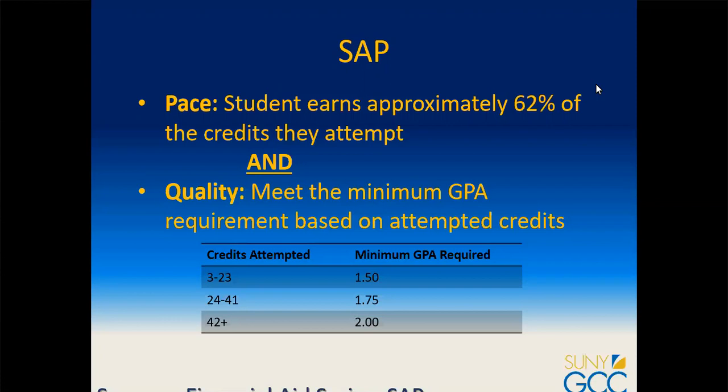It is important to note that students must meet both PACE and quality. There are situations in which a student might meet PACE or quality, but not the other component. In that case, a student would still be listed as not meeting SAP.